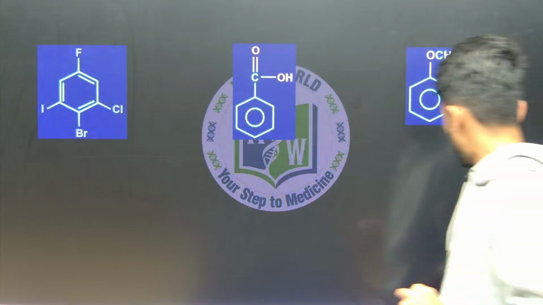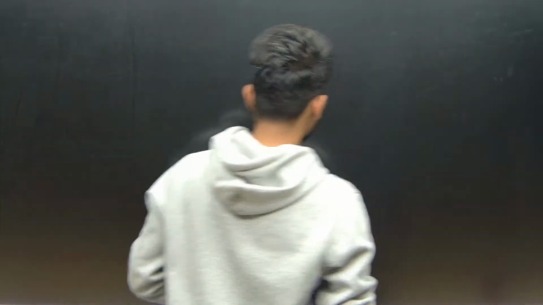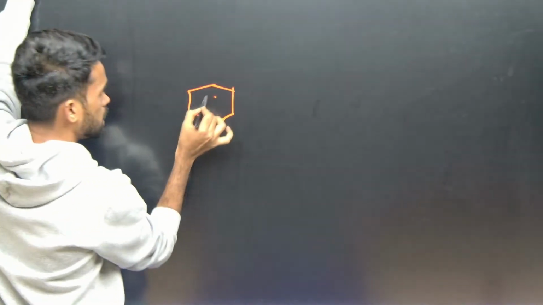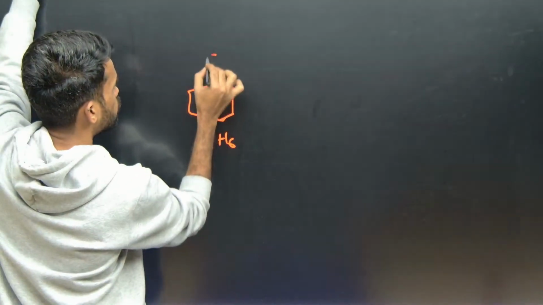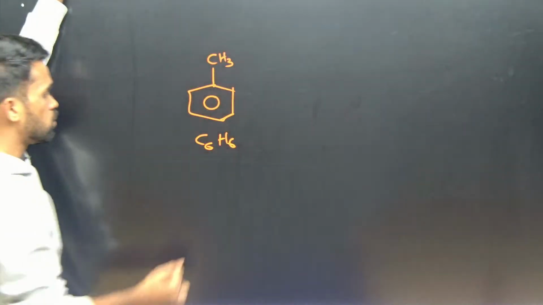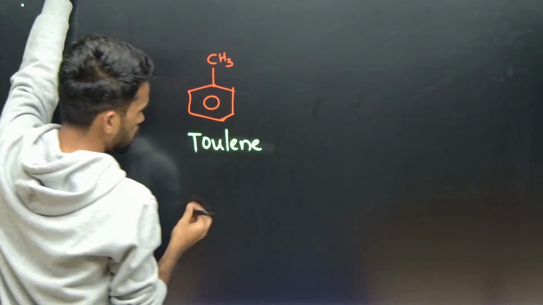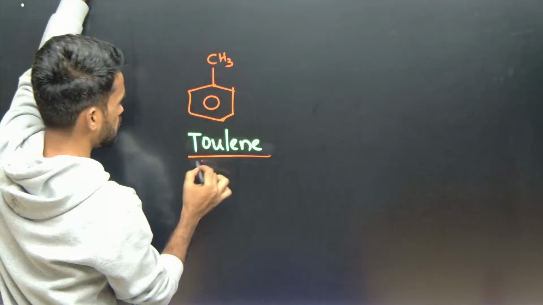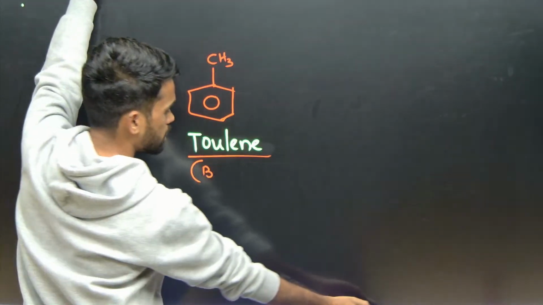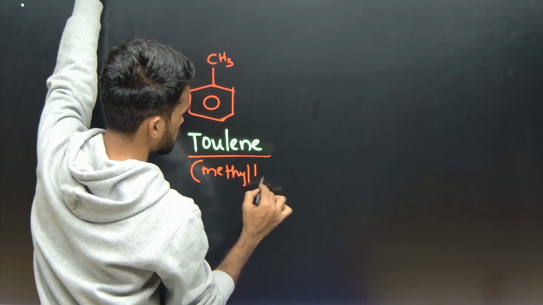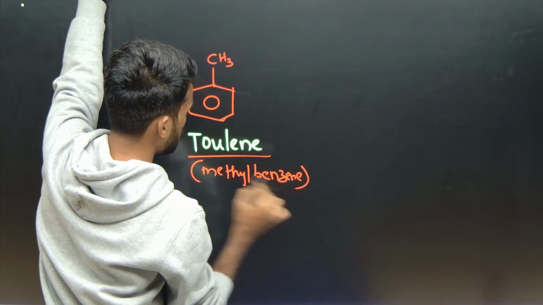Now when it comes to organic compounds, first of all let me give you some clarity. On the given compound cyclohexane, if there are pi electrons in conjugation, we call it benzene. What is the formula? C6H6. Now on this benzene ring, if one methyl group is attached, we can call it toluene. This is an accepted common name, and it is also called methyl benzene. So methyl benzene or toluene.